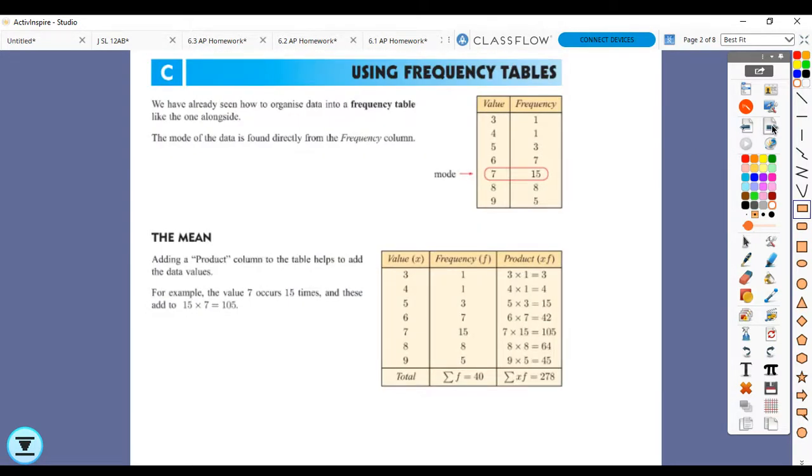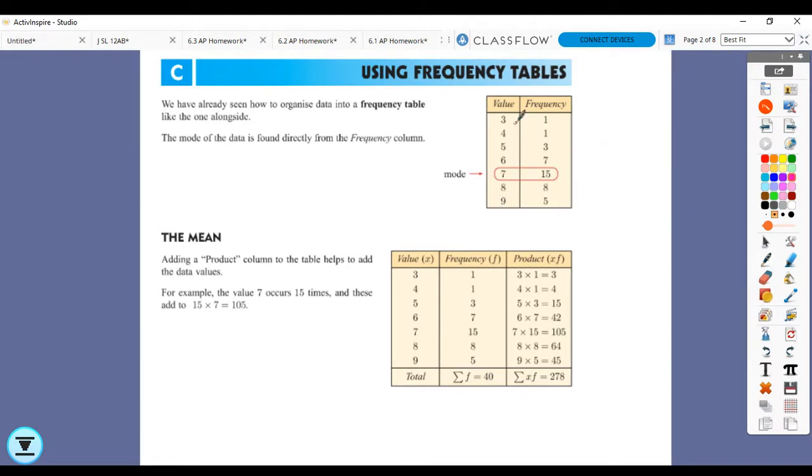Frequency tables can really mess with people if you're not paying attention to what they mean. When we think of a frequency table, they're saying there's one value of 3, there's one value of 4, there's 3 fives, there's 7 sixes. This is the mode because this is the one that has the most.